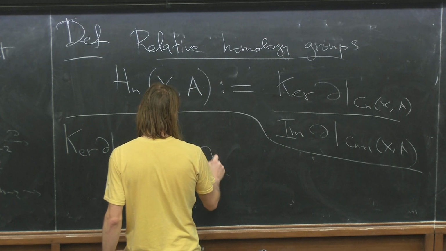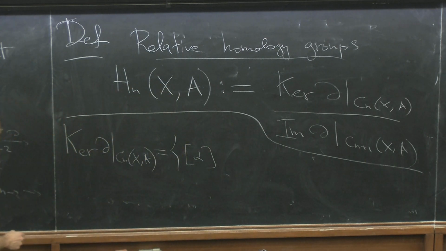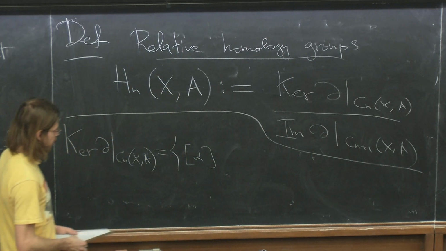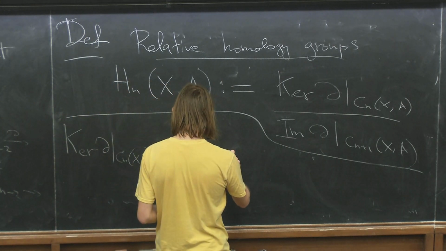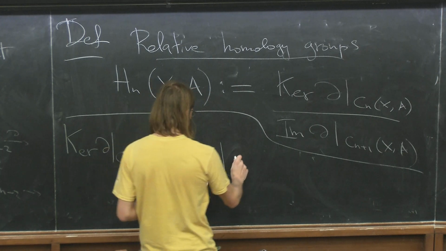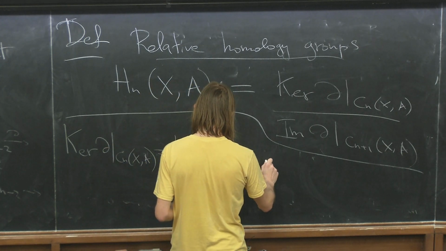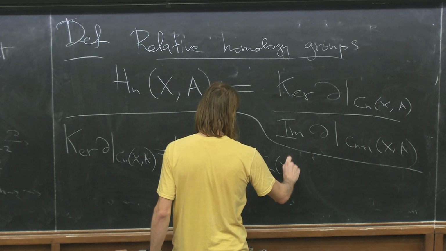They are represented by the classes of alpha. So here class is a class in this quotient, which we consider. So alpha itself is the element in C_n of X.